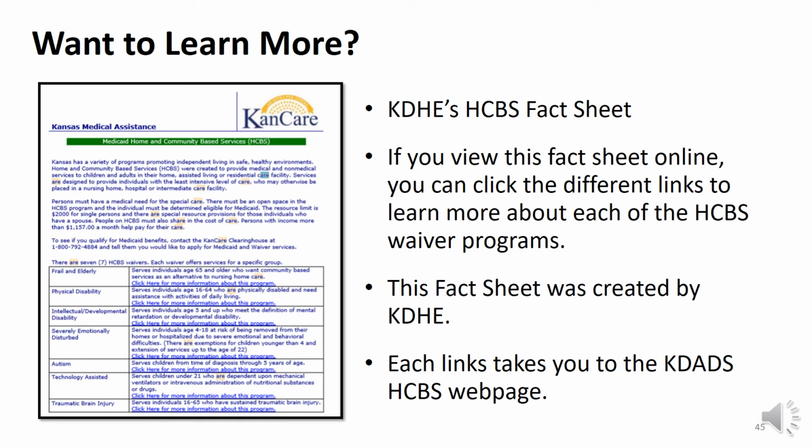Want to learn more? KDHE, Kansas Department of Health and Environment, created the HCBS fact sheet. If you view this fact sheet online, you can click the different links to learn more about each of the HCBS waivers. This fact sheet, again, was created by Kansas Department of Health and Environment. That is the department that determines eligibility. Each link takes you to the KDADS HCBS webpage, and the KDADS is the Kansas Department of Aging and Disability Services, so each one of those links takes you to that specific waiver's program manager's page. So this is helpful in that way.